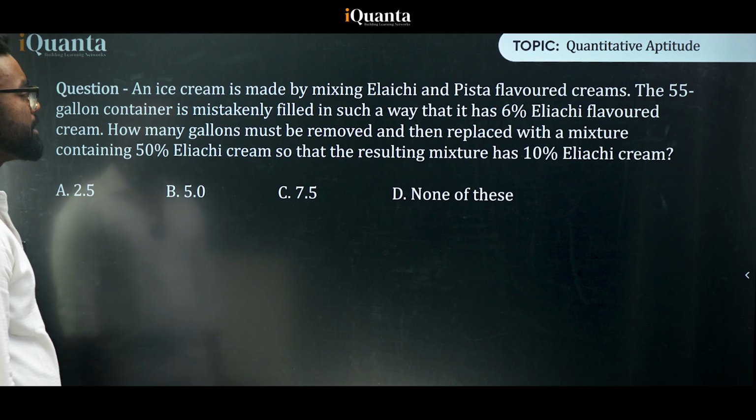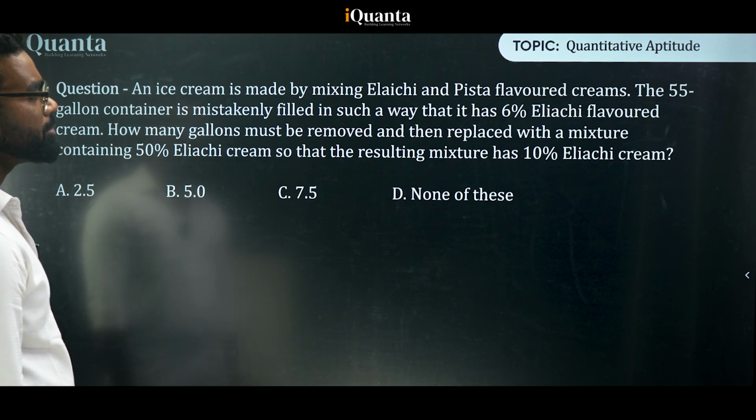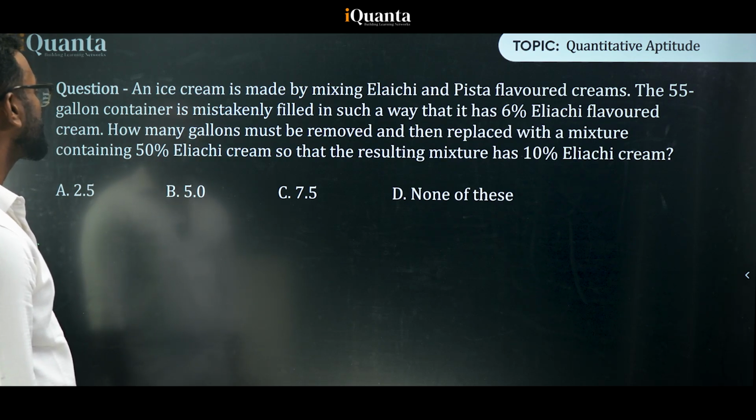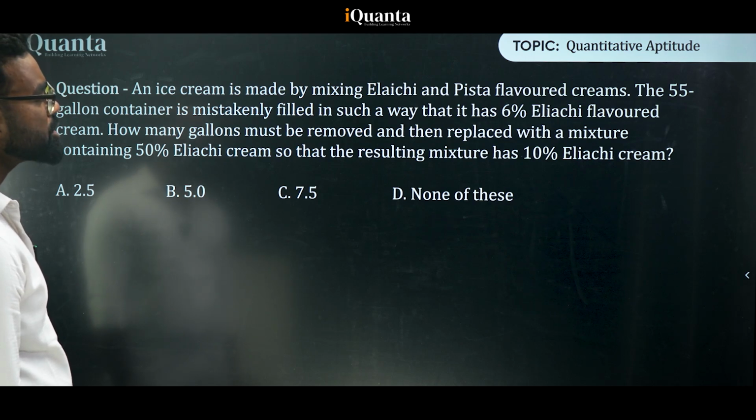An ice cream is made by mixing elaichi and pista flavored creams. The 55-gallon container is mistakenly filled in such a way that it has 6% elaichi flavored cream. How many gallons must be removed and then replaced with a mixture containing 50% elaichi cream so that the resulting mixture is 10% elaichi cream?